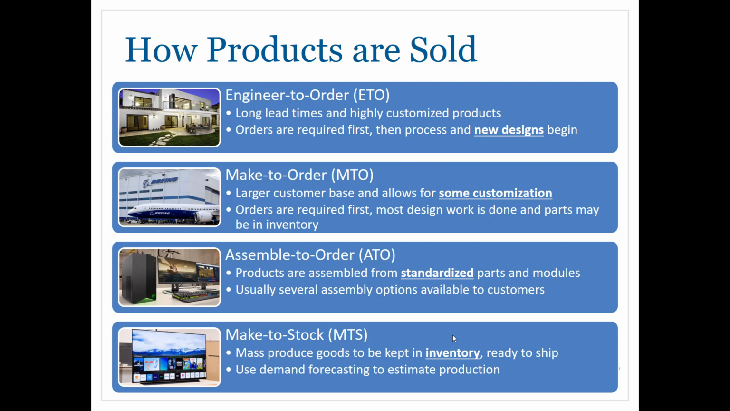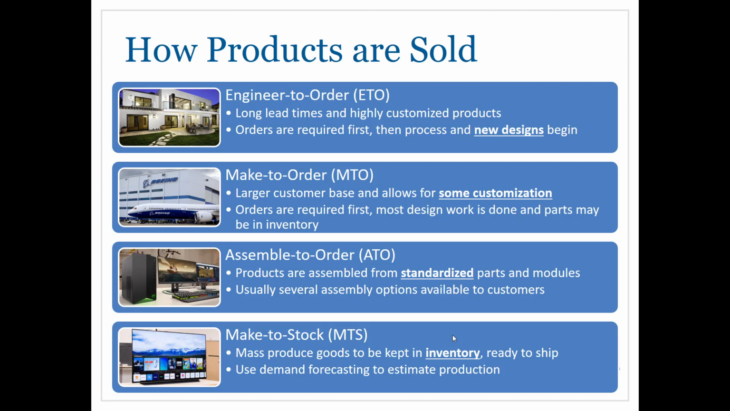The third option is assemble to order. In assemble to order, the products are assembled or put together from standardized parts and modules. And there are usually several assembly options available to customers. So the example here is personal computers. And in the image here, I actually have a gaming personal computer setup that customers can choose options from.